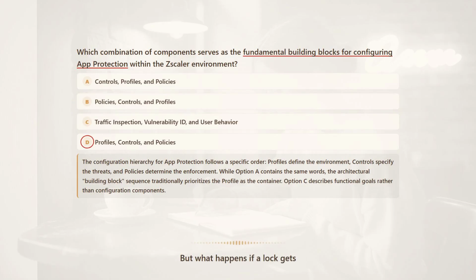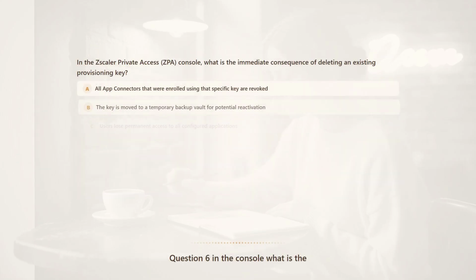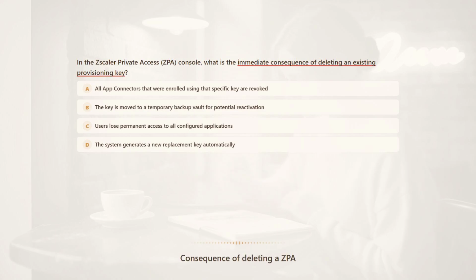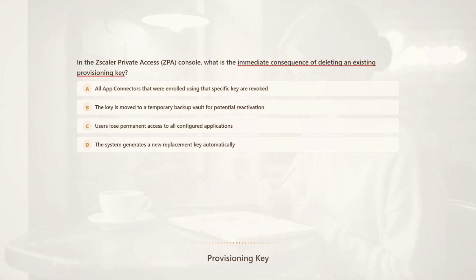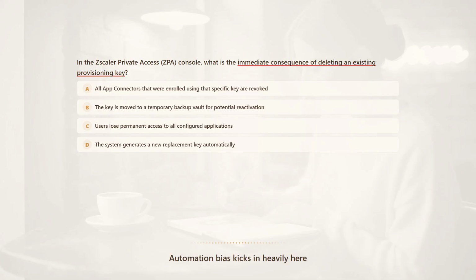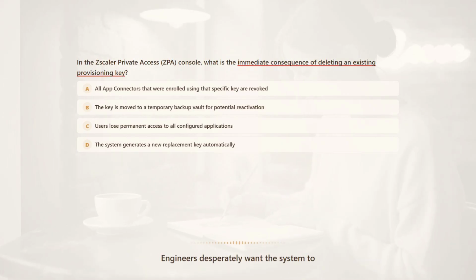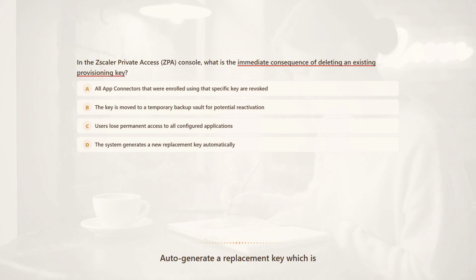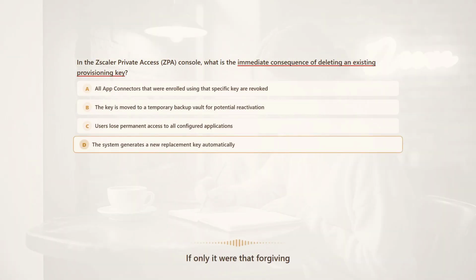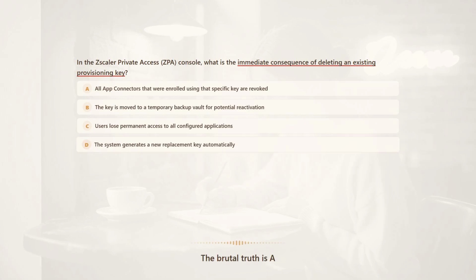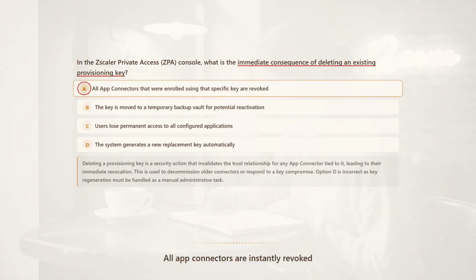But what happens if a lock gets compromised? Question 6 in the console. What is the immediate consequence of deleting a ZPA provisioning key? Automation bias kicks in heavily here. Engineers desperately want the system to auto-generate a replacement key, which is trap D. If only it were that forgiving. The brutal truth is A, all app connectors are instantly revoked.